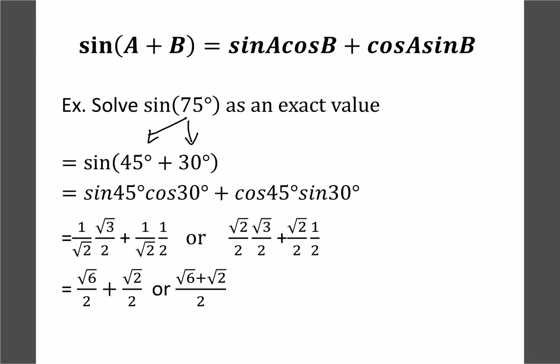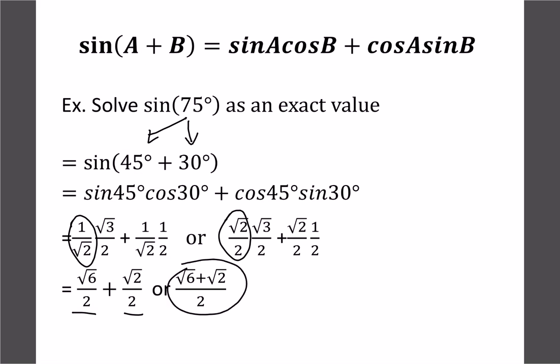Because we're multiplying these, it gets a little bit ugly. Remember, we can change 1 over root 2 into root 2 over 2 by rationalizing the denominator. Using the other form, we get root 2 over 2 times root 3 over 2, which simplifies to root 6 over 4, and then root 2 over 2 times 1/2 is root 2 over 4, and then we can put those together: root 6 plus root 2 all over 4, and we just leave our answer like that.